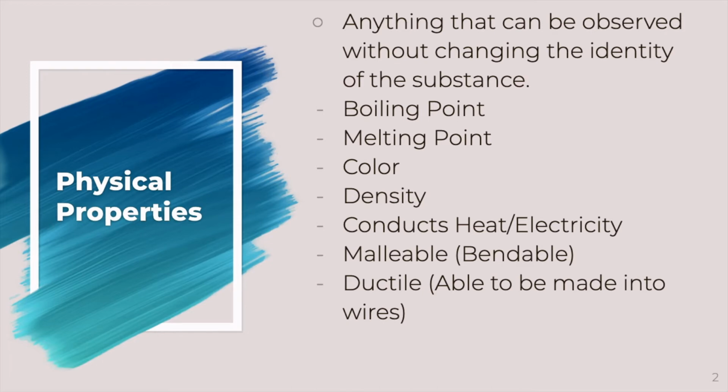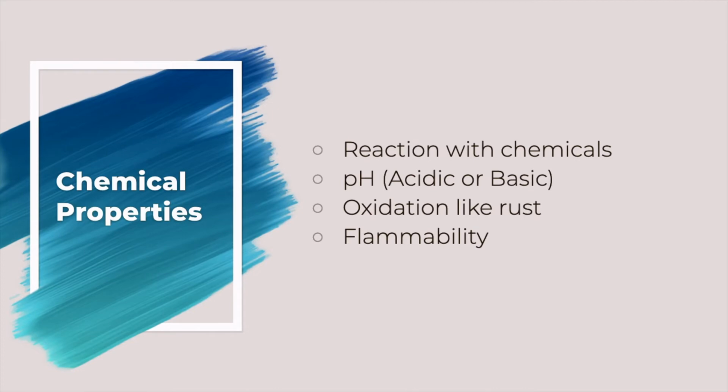So now that we've covered physical properties, we're going to look at chemical properties. So, chemical properties are a little bit harder to talk about and see. The first one would be how it reacts with chemicals. So, if I put two chemicals together, what do I see? Do they create bubbles? Does something happen? So, that would be a chemical property.